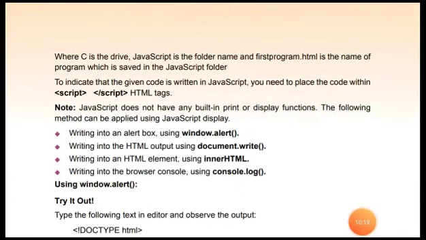Now, what is the third method? The third method is writing into an HTML element using innerHTML. As I told you before, we use the getElementById method for accessing any particular element of the HTML page. An HTML page has different elements, like text boxes and labels. So when we write into an HTML element, we are modifying its content. That can be done by using the innerHTML property along with the getElementById method. We will see in the coming examples how it is done.